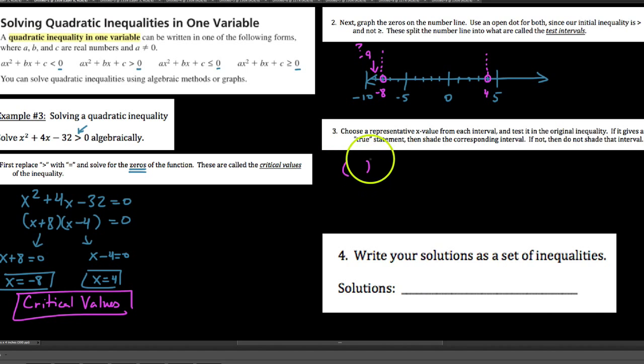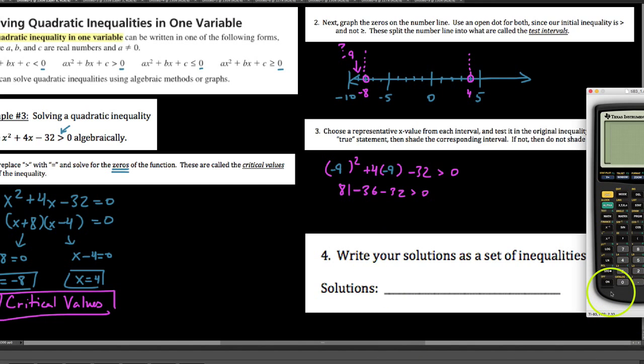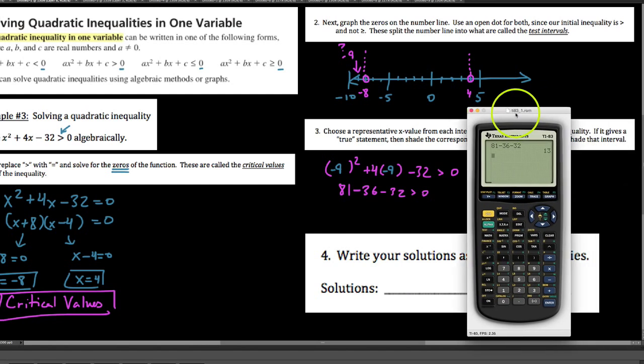So what we're going to need to do here is plug this into our inequality. And so we would get this statement here is greater than 32. We're going to plug in our negative 9. Negative 9 and negative 9. So here I get 81, minus 36, minus 32 is greater than 0. 81 minus 36. Let's go ahead and check this out here. So we have 81 minus 36 minus 32. And what we find out is that we get a positive 13.